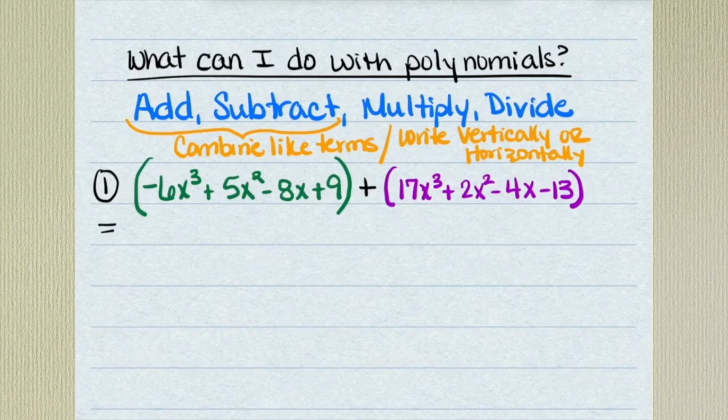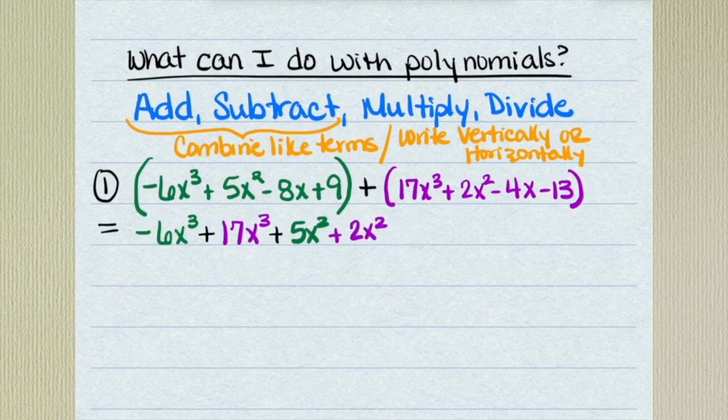If I'm adding like terms, I'm going to have a negative 6x cubed plus a 17x cubed. Why? Because they are like terms. This one has an x cubed, that has an x cubed. Let's keep going. Then I'm going to have 5x squared plus 2x squared. I'm trying to keep the color so y'all can see how the sign is going to follow the number. So I have my x squared terms.